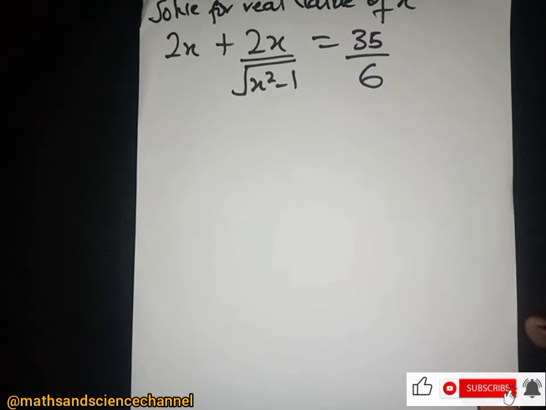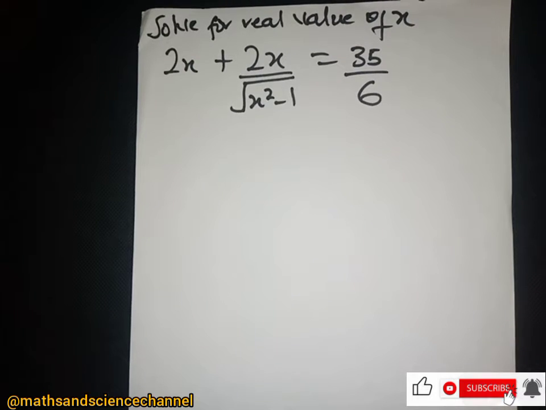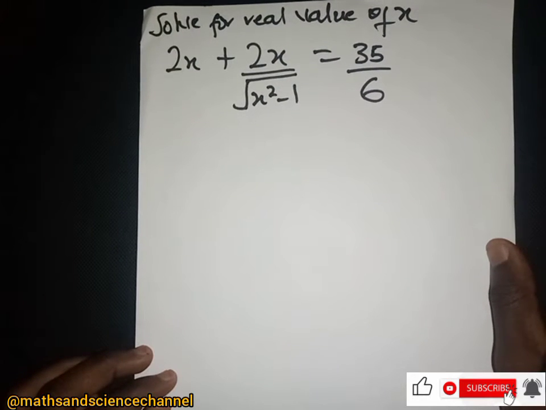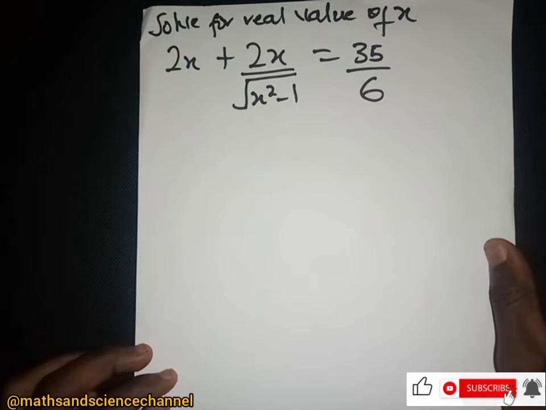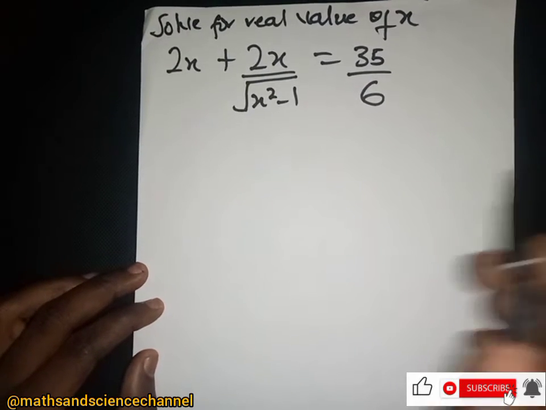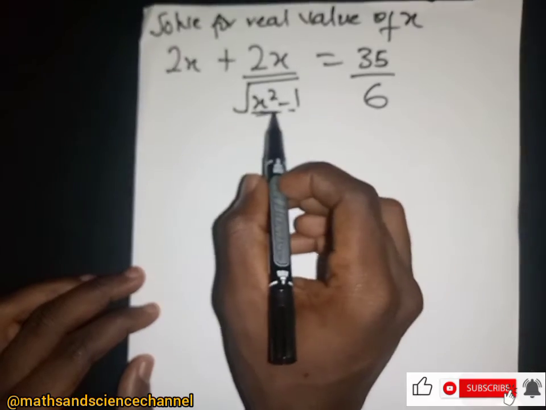Students, welcome once again. Now in this section we have to solve for the real values of x. We have 2x plus 2x divided by the square root of x squared minus 1 equal to 35 divided by 6, and we are to find the possible values of x. Okay, so in this case, if you look at the denominator over here, it looks like a trig function.